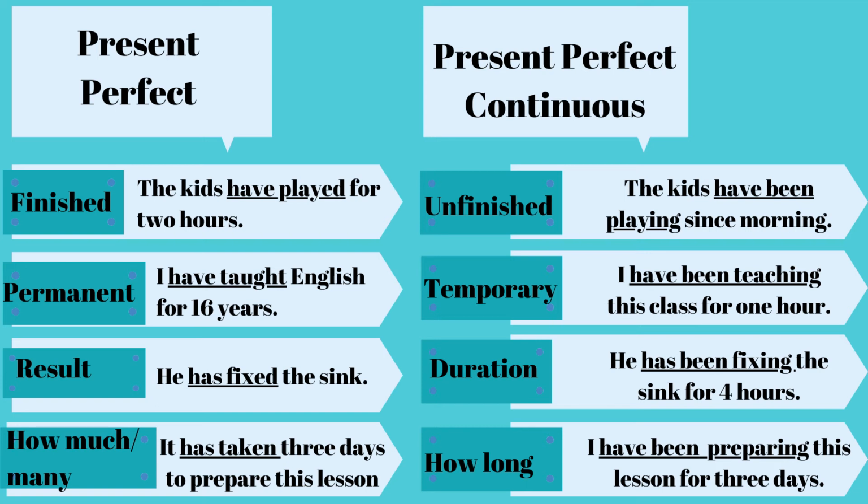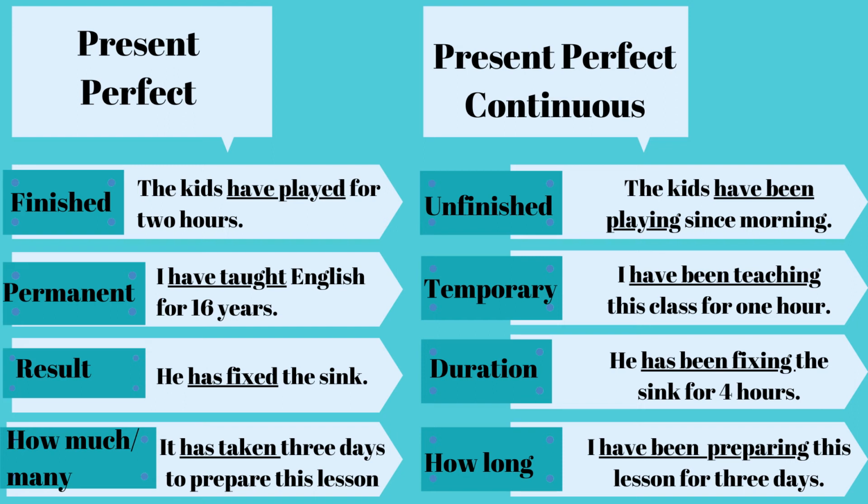Do you see how the sentence in the present perfect is finished? The kids have played for 2 hours. But in the present perfect continuous, it is not finished. The kids have been playing since morning. Present perfect is also permanent. I have taught English for 16 years. But in the continuous, it's temporary. I have been teaching this class for 1 hour.